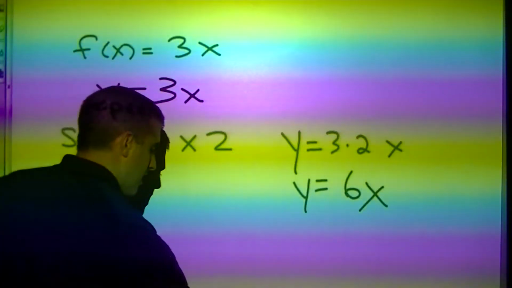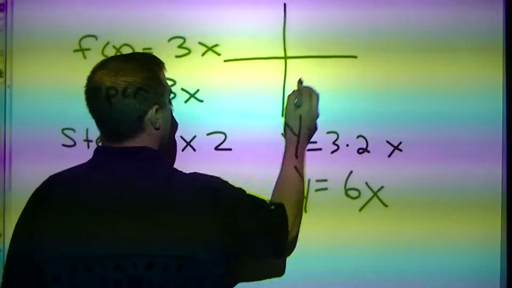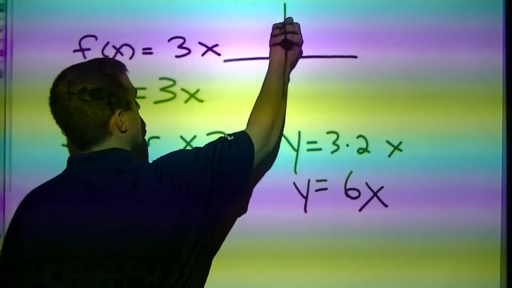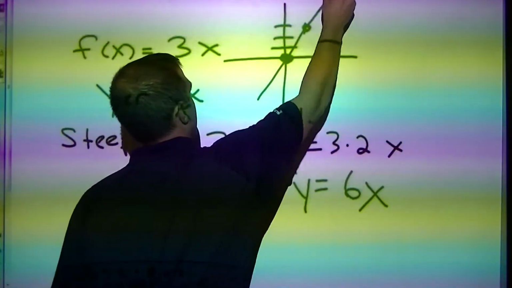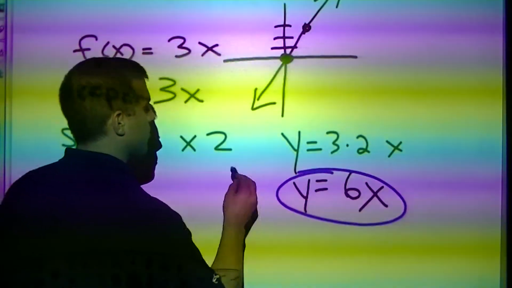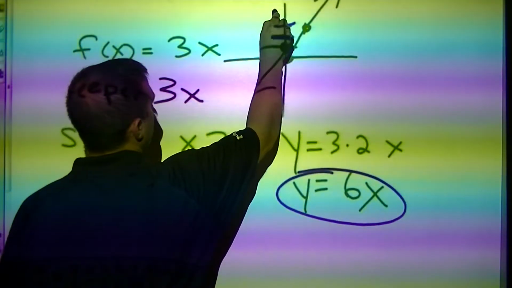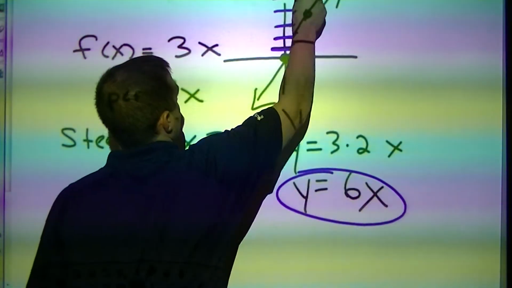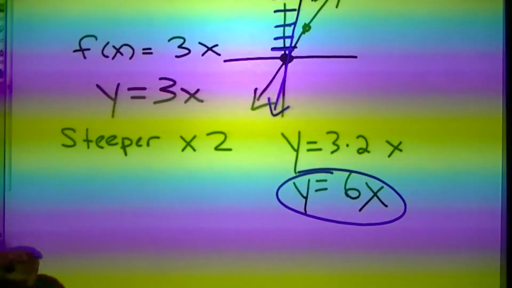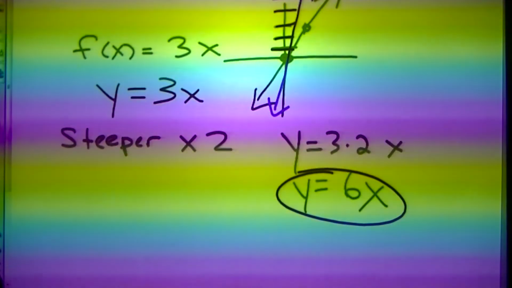Now, let me graph the original in green. For 3x, the y-intercept would be 0, then up 1, 2, 3 over 1. A steeper slope would still start at 0, but go up 1, 2, 3, 4, 5, and 6 over 1. So your graph there would look like this. And that's what steeper means.